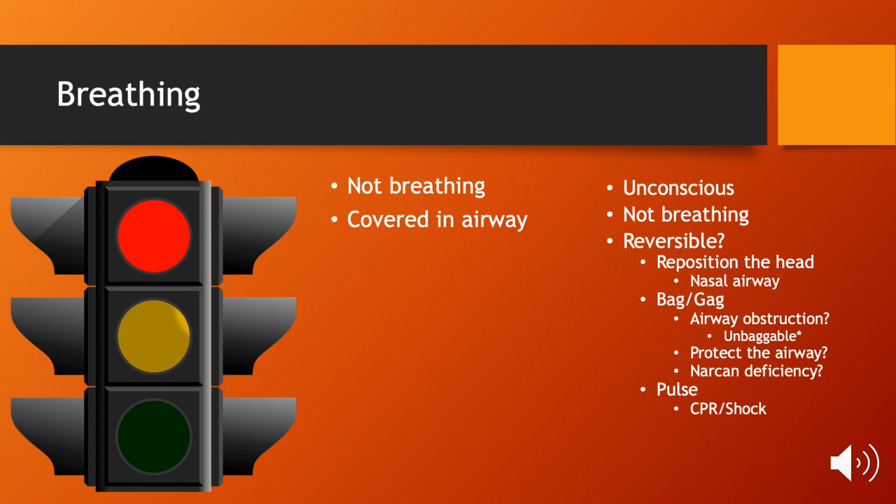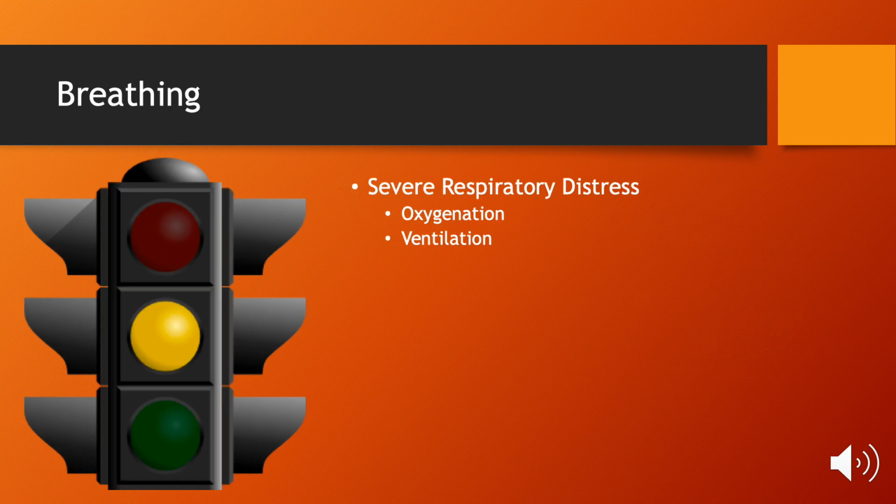A red light in the case of breathing is exactly the same as a red light in the case of airway. It's typically an unconscious patient who's not breathing at all, and you'll go through the same things you do for the airway. A yellow airway is often someone in severe respiratory distress. The patient will have some component of oxygenation or ventilation failure.